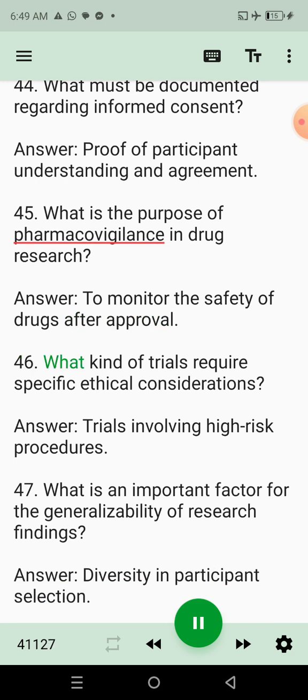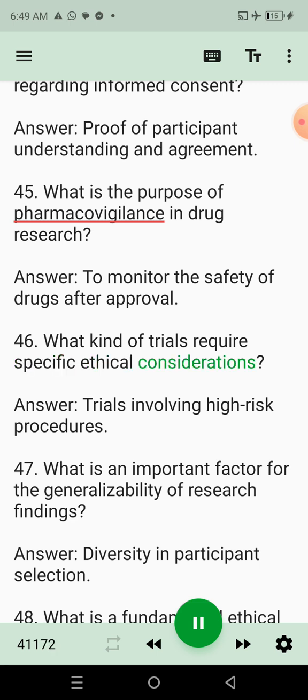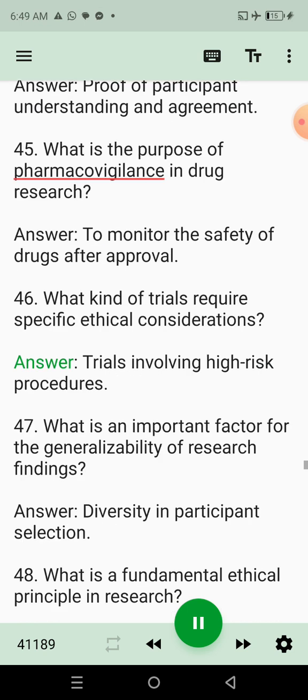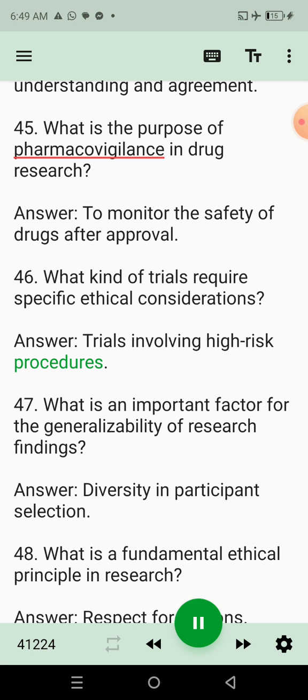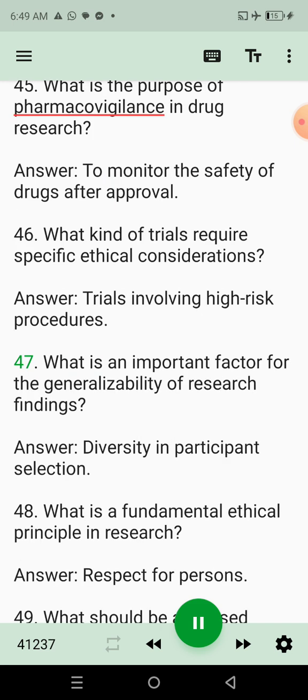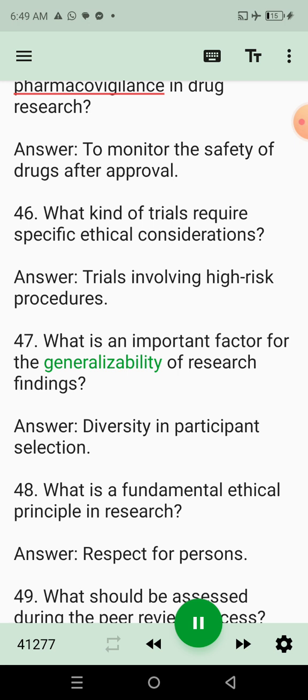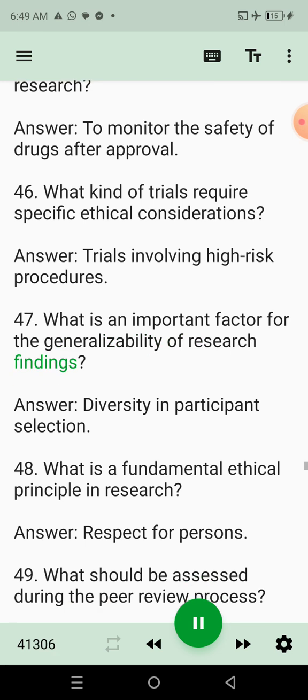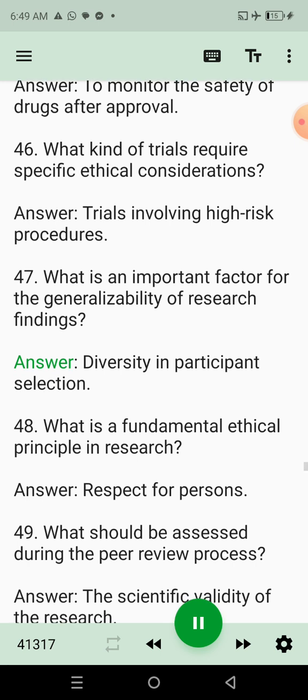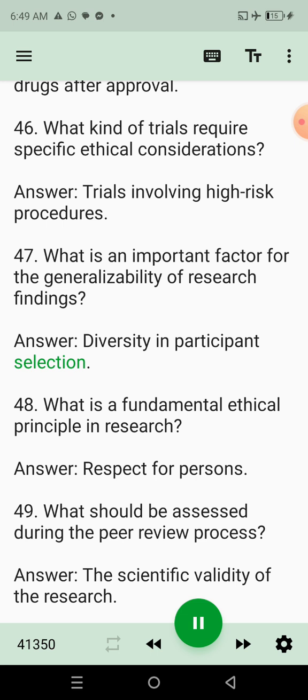46. What kind of trials require specific ethical considerations? Answer: trials involving high-risk procedures. 47. What is an important factor for the generalizability of research findings? Answer: diversity in participant selection.